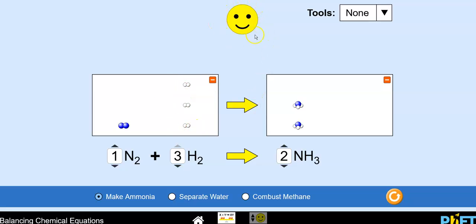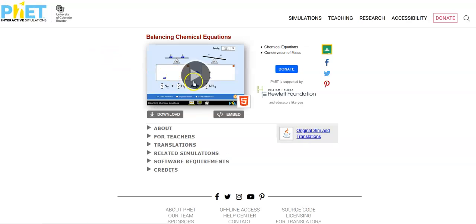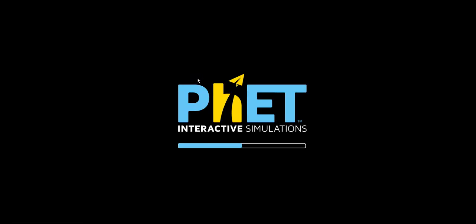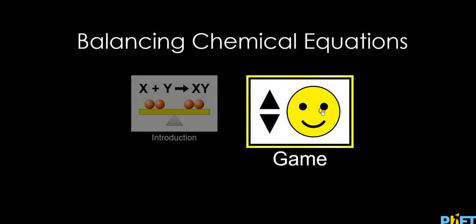And you can see up at the top of the screen, the happy face, we now have a balanced equation. We have the same number of each type of atom on each side of this particular reaction. You can see down at the bottom, there are some other reactions you could try out. I'm going to leave those if you want to come in and try this on your own. Let's go back out to the beginning and take a look at the other option, which is the game.